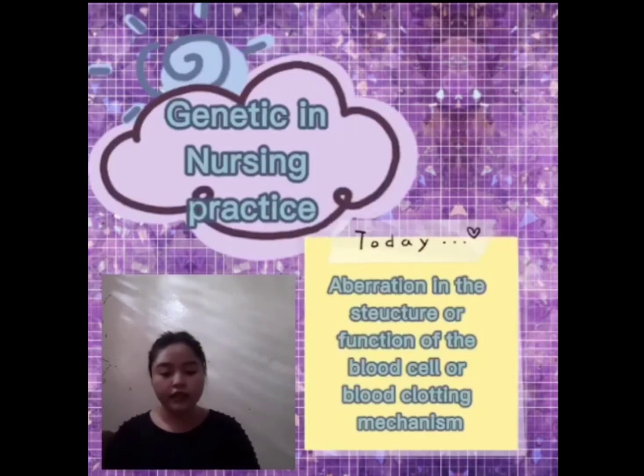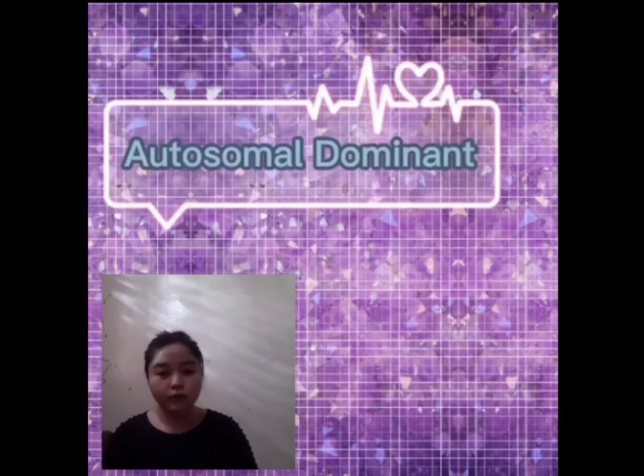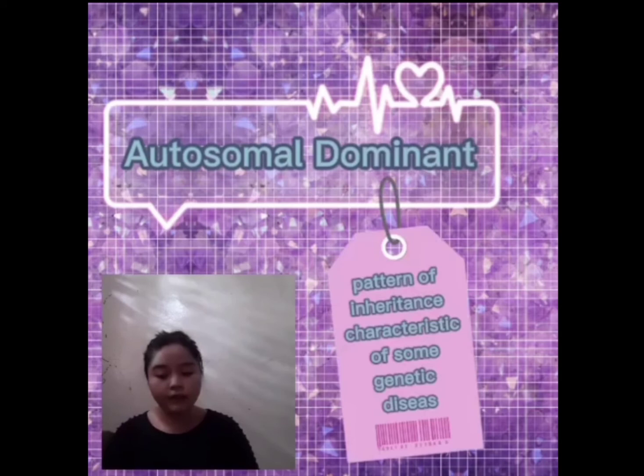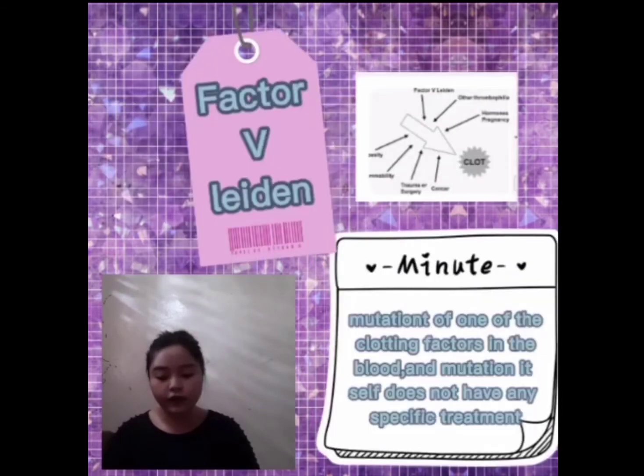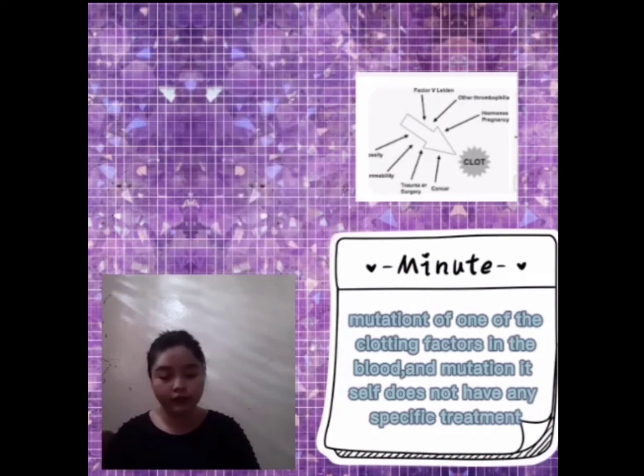The genetics in nursing practice is the abnormality in the structures or functions of the blood cells or blood clotting mechanism. We have the autosomal dominant, which is a pattern of inheritance characteristic of some genetic diseases. Under this, we have factor V Leiden, a mutation of one of the clotting factors in the blood, and the mutation itself does not have any specific treatment.